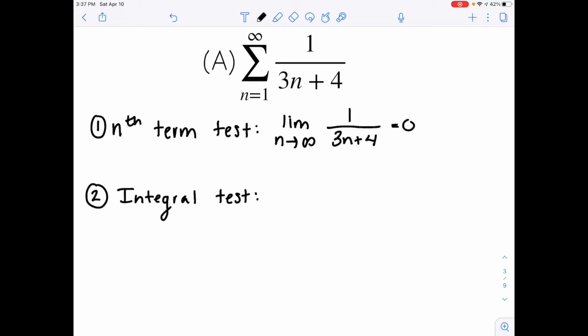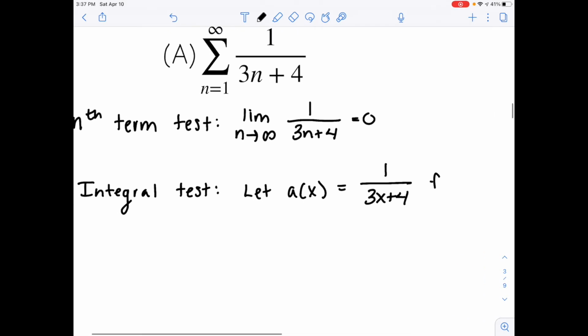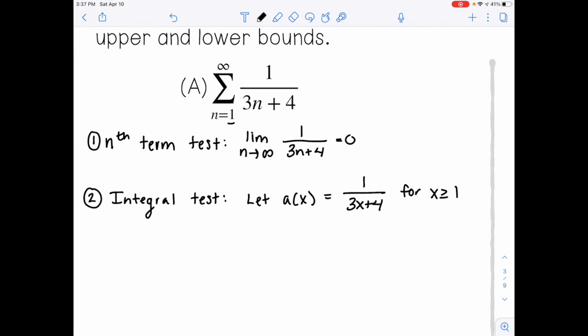To do that, we need to prove the 3 conditions that are required to be true. Remember, that is continuous, positive, and decreasing. So if we look at a of x, we're going to let a of x equal 1 over 3x plus 4, and that's going to be for x greater than or equal to 1, because our starting value for the series is at 1. So we're not going to consider the x values that are smaller than that.